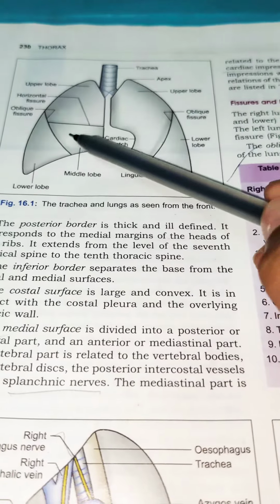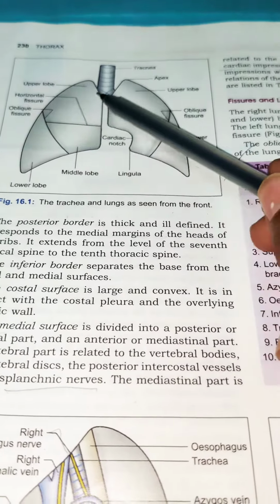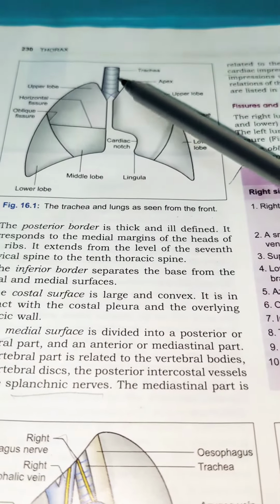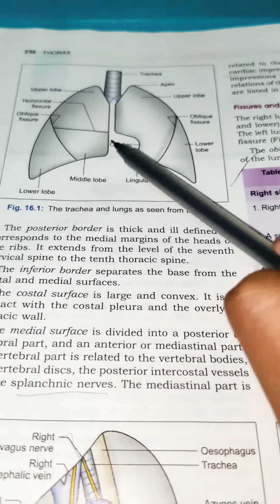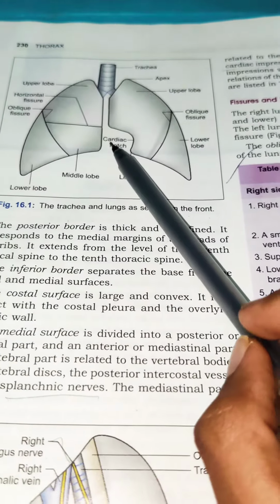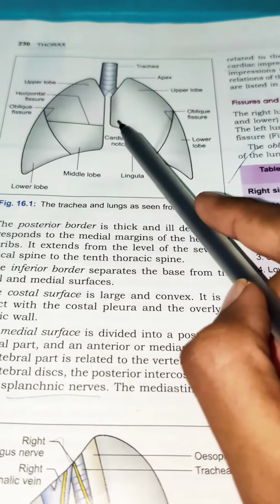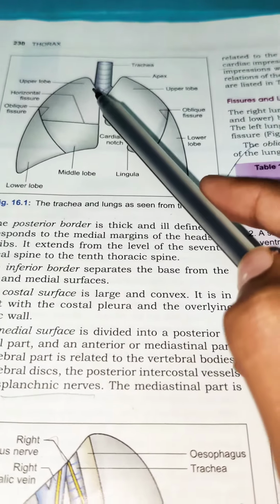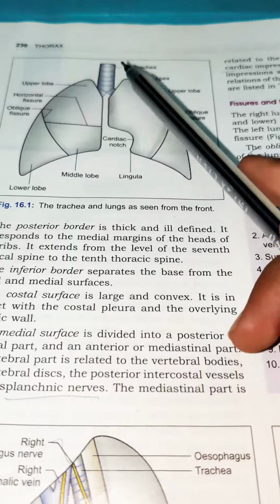It has 3 borders, and it also has 2 surfaces. One is the costal surface and one is the medial surface. The costal surface is related to the ribs in front and to the vertebra at the back, whereas the medial surface is related to the mediastinum. The medial surface is in turn divided into the vertebral part and the mediastinal part. The mediastinal part is present anteriorly, and the vertebral part is present posteriorly.